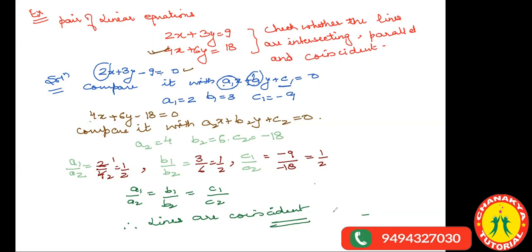Children, see, in each and every question in which you have to check whether the lines are intersecting, parallel or coincident, first of all, you have to write the values of A1, B1, C1, A2, B2, C2. Then write the ratios of A1 by A2, B1 by B2 and C1 by C2. And then check whether these ratios are equal or not equal, or just the first two ratios are equal. Okay, children? Kindly note it down.